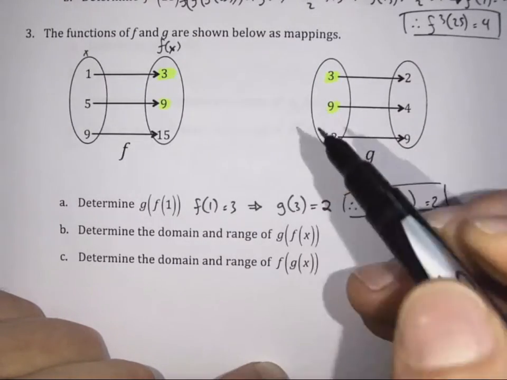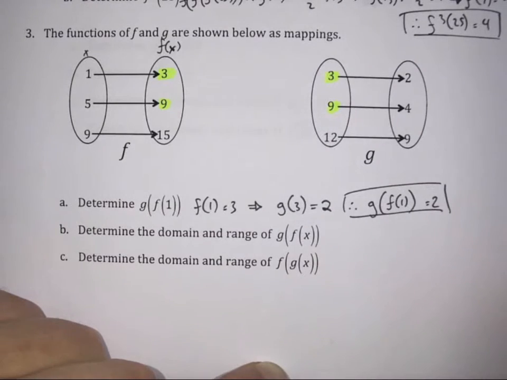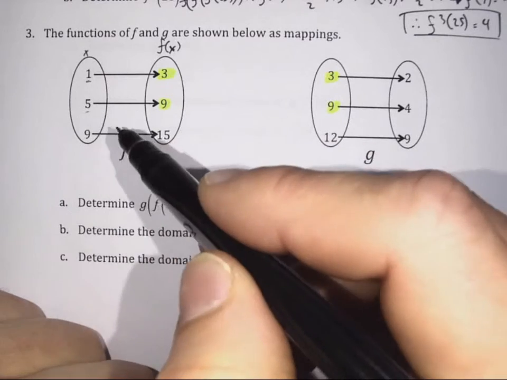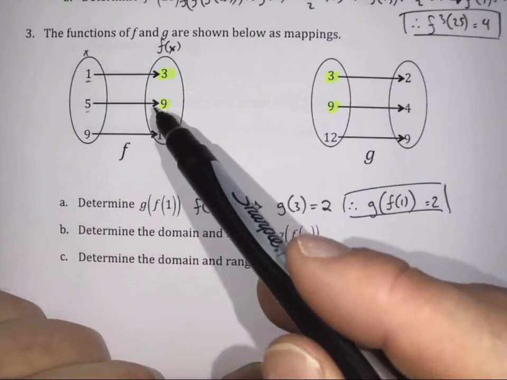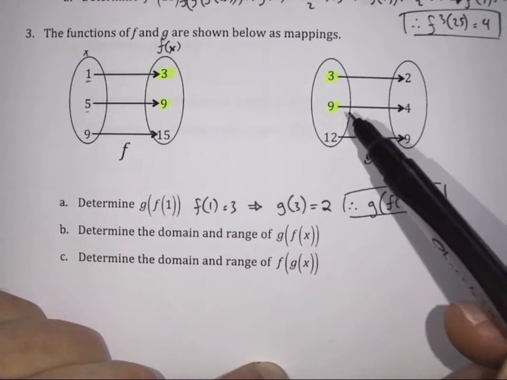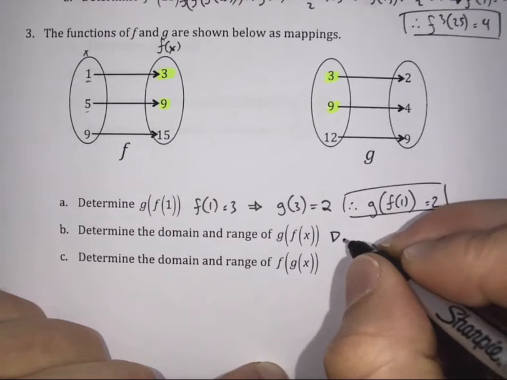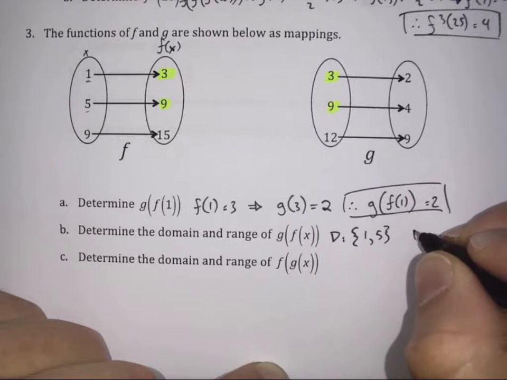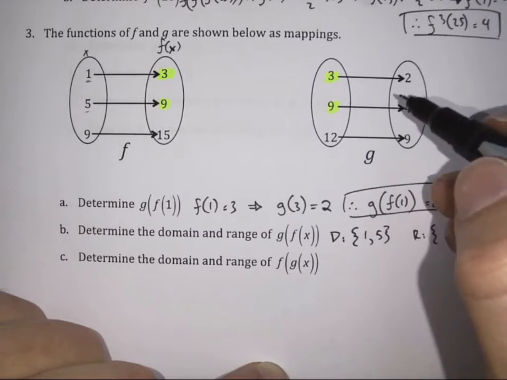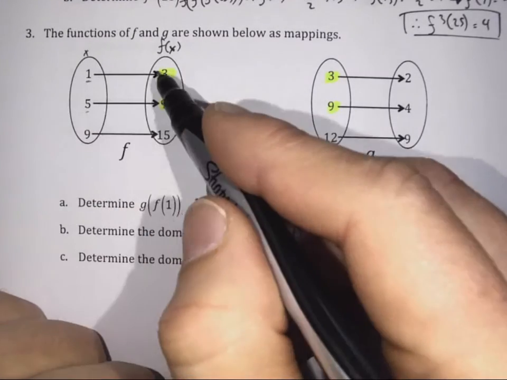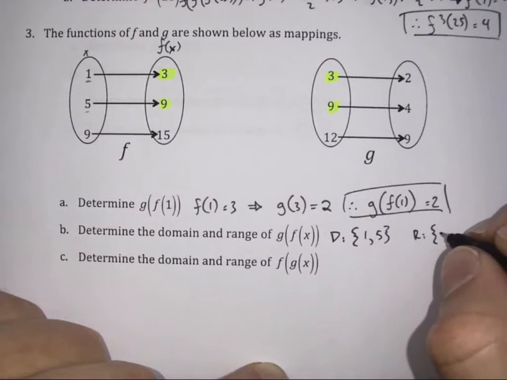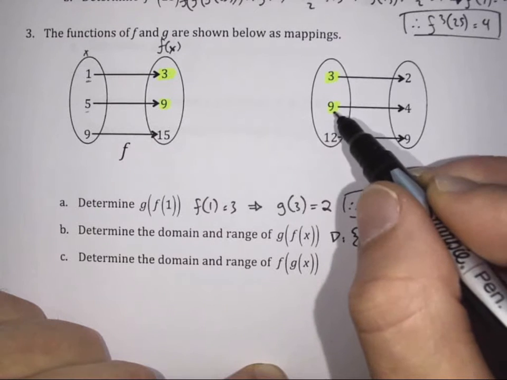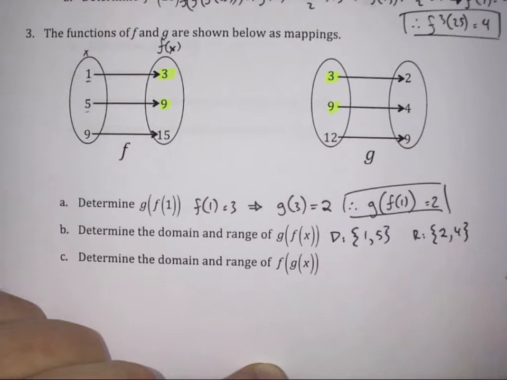I don't want to draw too much up here because I have to flip it around later. I don't want to get confused. But it looks like the original inputs 1 and 5 are going to create outputs of my f function that are permitted into my G function. So the domain is really just going to be 1 and 5. And my range is going to be the outputs of those values. So if 1 goes to 3, and then 3 maps to 2 in my G function, 2 is an output. And if 5 is an input, which maps to 9, and 9 in G maps to 4, then 4 is a range value, an output.